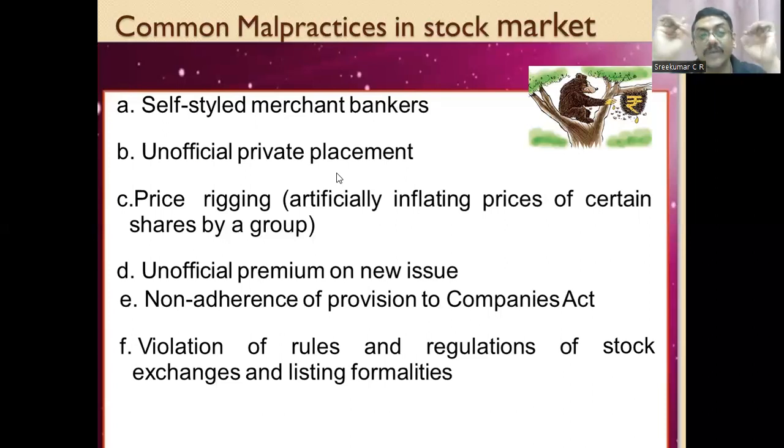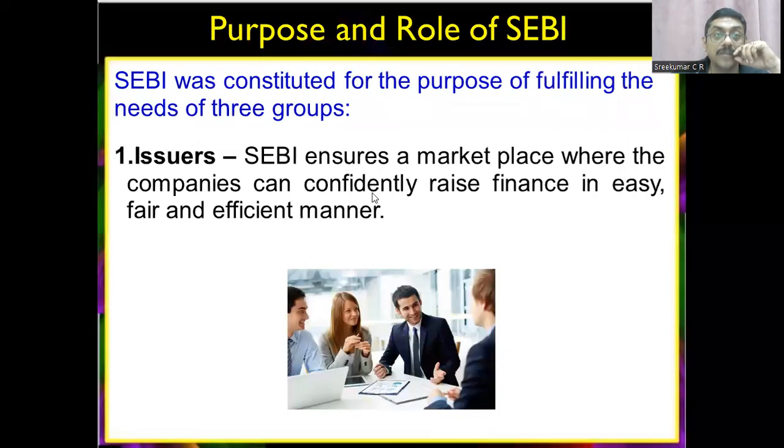You should remember price rigging, which is artificial inflating of prices by a certain group of people for certain shares, especially highly performing company shares. A category shares were rigged. Then unofficial premium would be given on new issues. Share price would be increased unofficially without informing the class of people or the board of directors, and they used to sell the shares at a premium. Then insider trading. These were all the common malpractices.